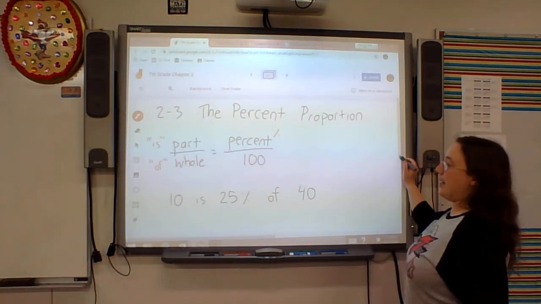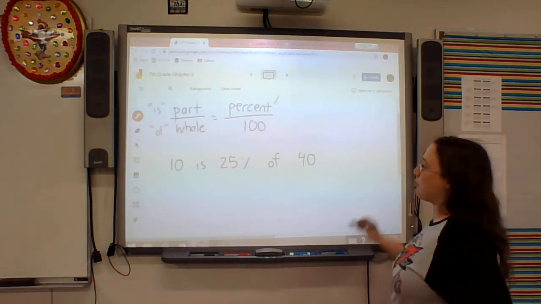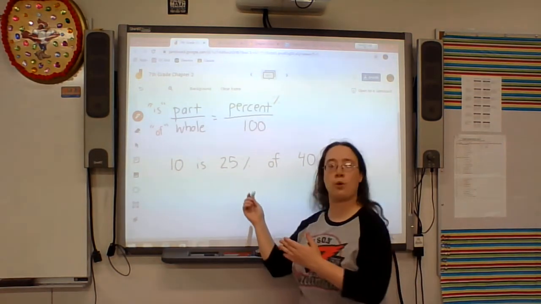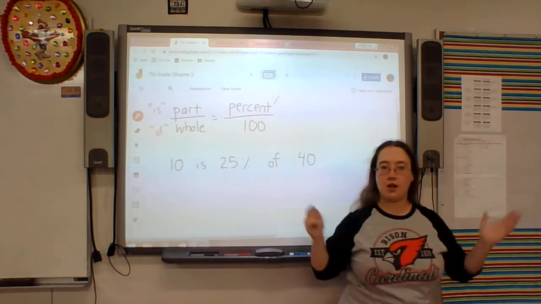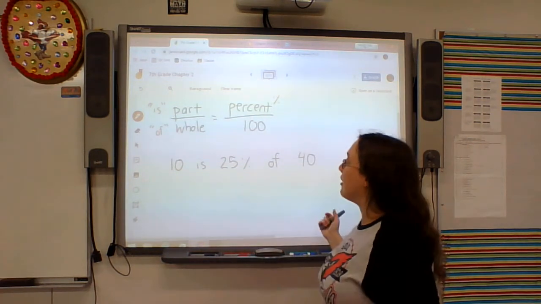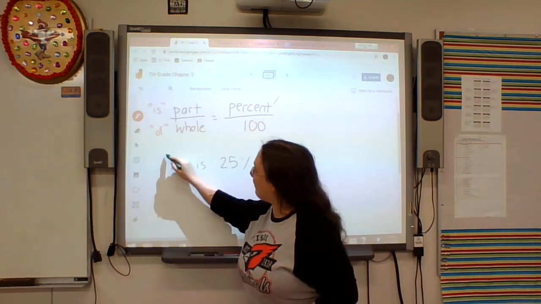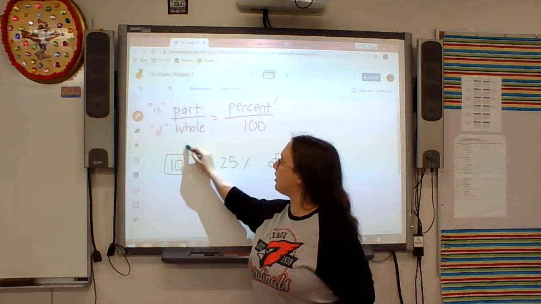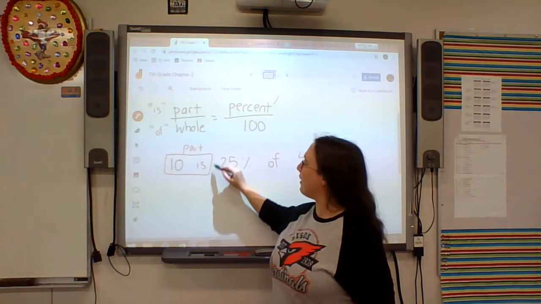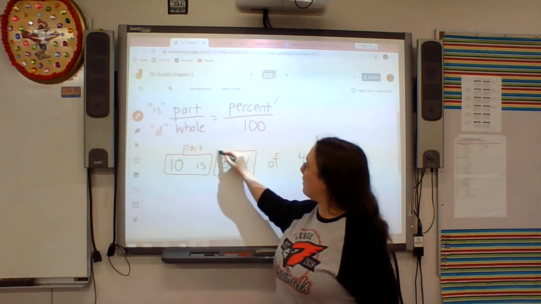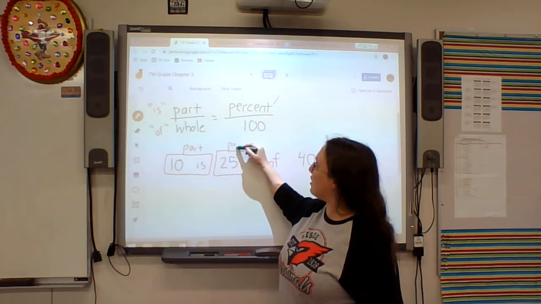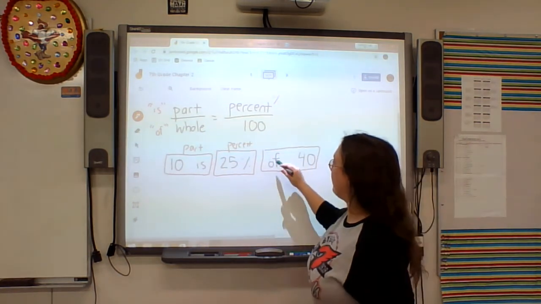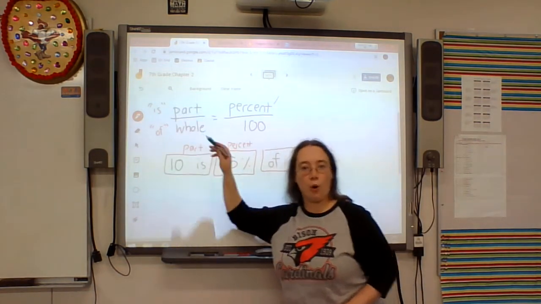For example, if we had 10 is 25% of 40, which I think we can all agree is true, because 25% is 1/4, 10 is 1/4 of 40. Okay, no big news there. So the 10 is our part, because it's the thing by our "is." And we've got 25%, that's our percent. And "of 40," "of" means that one's our whole.